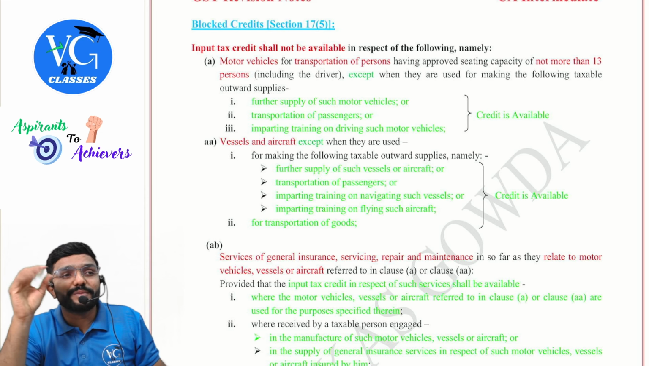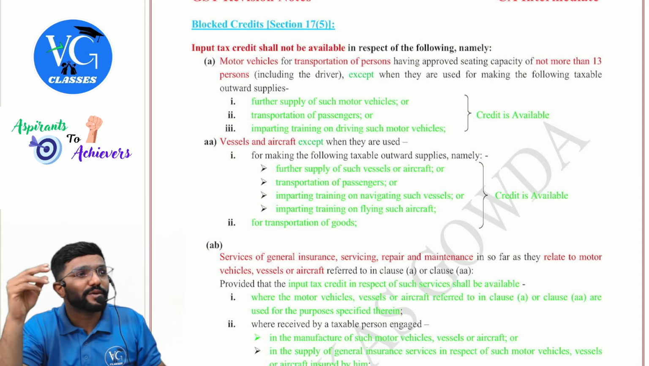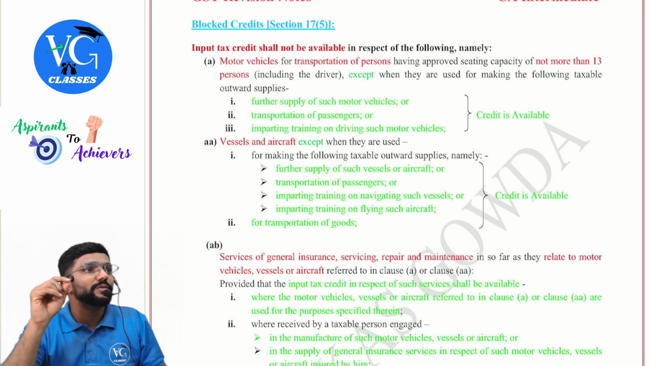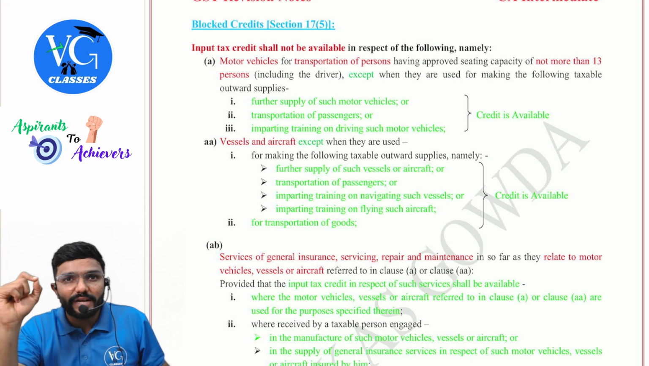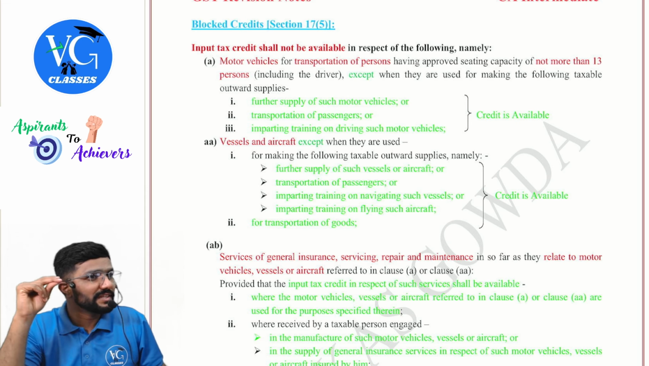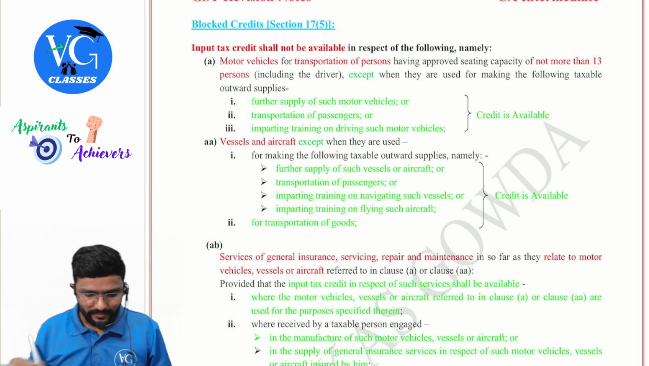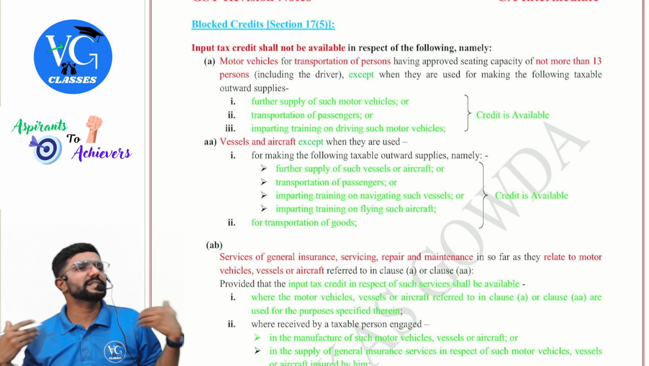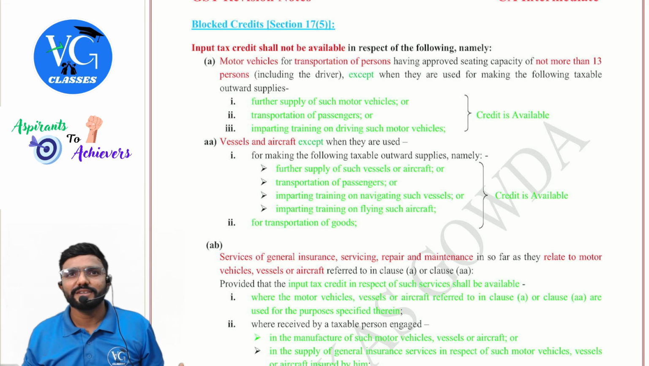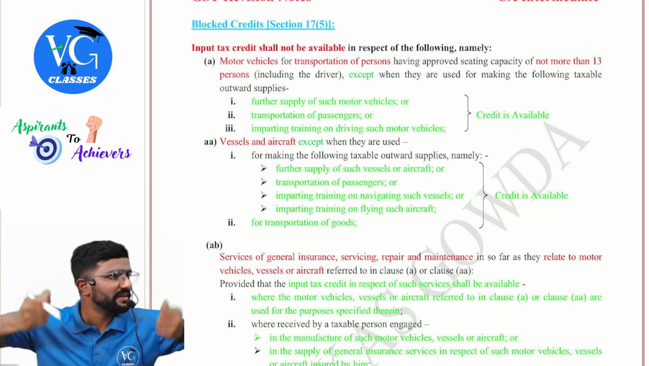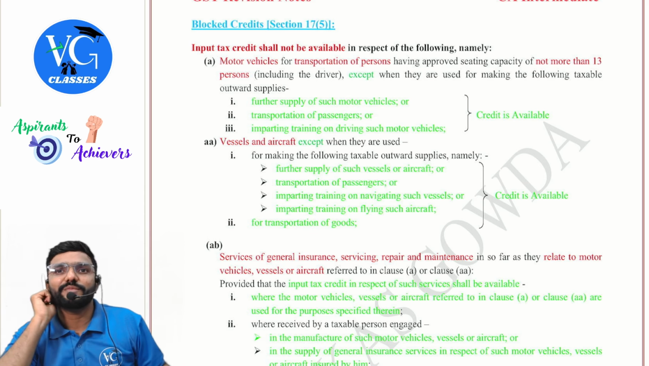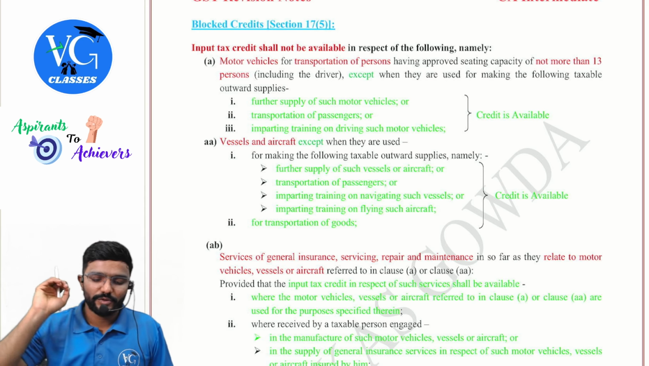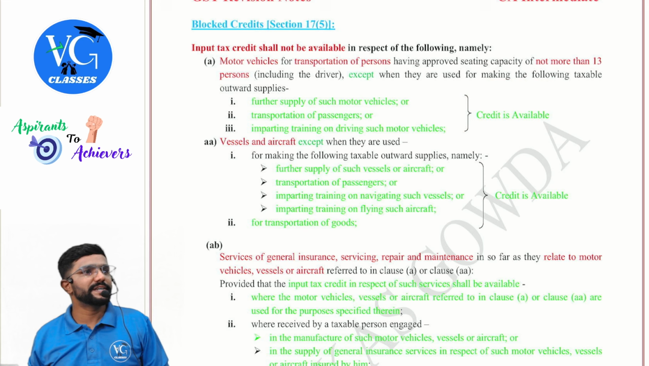Now assume Infosys company purchased 10 cars for transportation of their employees or managers. Can they claim credit? No. Sir, now Meru Cabs purchase the car for transportation of passengers. Can they claim the credit? Yes. Next, imparting training on driving such motor vehicles. Sir, I am running a driving school. I have purchased a car for training my applicants or students to teach them driving and to provide driving license. Is ITC available? Yes. Credit is available, guys. Credit is available.